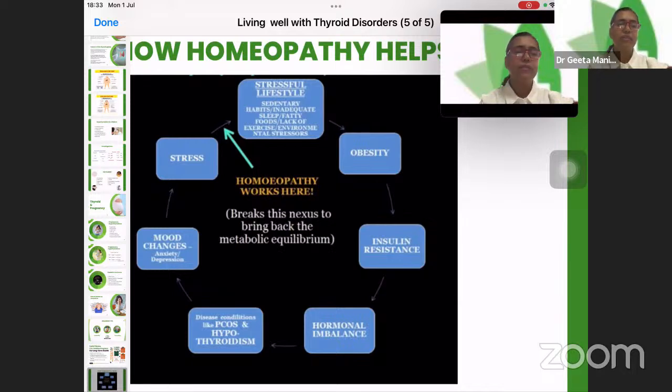And these changes in hormones will lead to mood changes. Mood changes could be anxiety, could be depression. Again, these mood changes will lead you to stress. So there is a stressful lifestyle, and then this all goes on and creates more stress. So it is a vicious cycle. This needs to be cut down. And it is here where homeopathic remedies help. They will break this nexus to bring back the metabolic equilibrium.